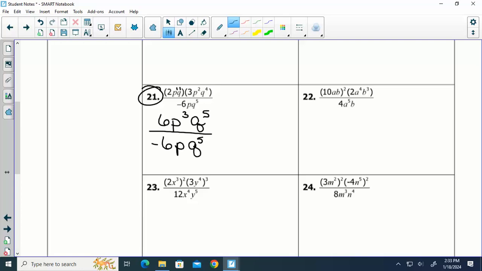What is 6 divided by negative 6? Negative 1. P to the third divided by p to the second, and what happens to our q's? They drop out. And you could also just write this as negative p to the second. Either one is fine. All right. Is that one okay?